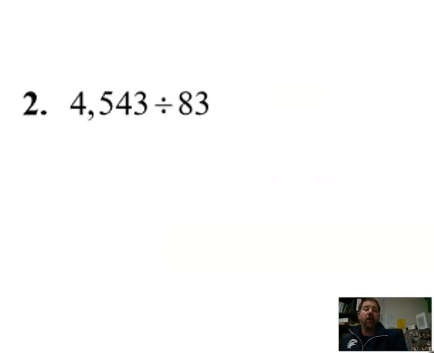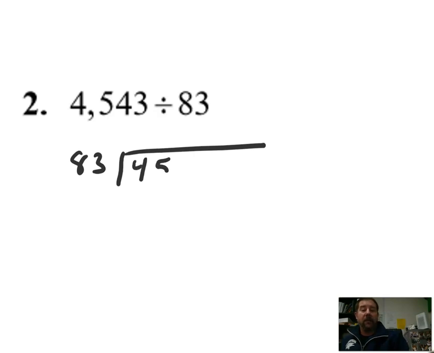All right, one more problem here. Just a different setup on this, and I just want to talk about the setup here, and then I'll let you try this on your own. When you see a problem written like this, the dividend, or the number that goes inside, always comes first. The divisor, or the number that goes on the outside, always goes second. All right? So if I were to set this up like our last problem, 83, the second number, always goes on the outside, and 4,543 always goes on the inside.